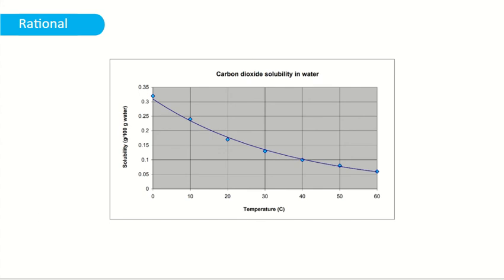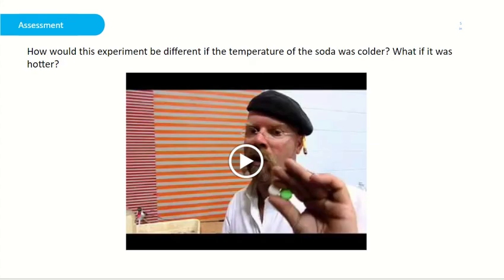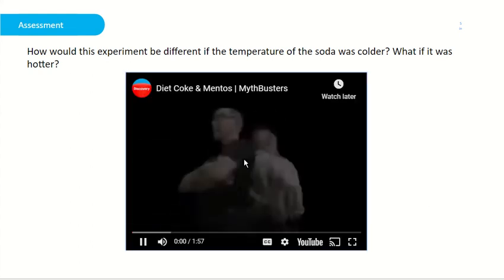Now it's time to use what you know. We're going to watch an experiment that the Mythbusters conducted, and then we're going to add a variable of temperature. So after watching the experiment, think, would this experiment be different if the temperature of the soda was colder? What if it was hotter? Let's watch the video.